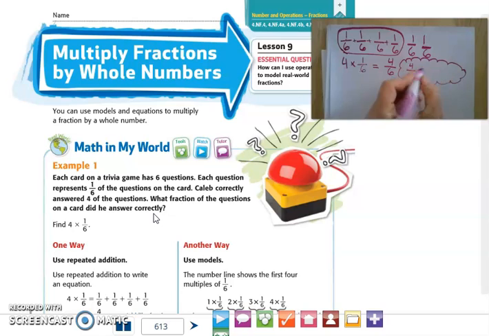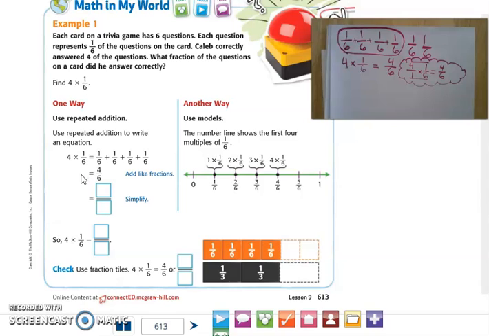4/1 times 1/6. This is the way your parents did it, and this is the way I learned it when I was in school. 4/1 times 1/6 equals 4/6, just multiplying across, top and bottom. Okay. Now what I showed you here is basically what it's showing you here with the repeated addition. So that is one way to solve this. And you can refer back and rewind and play again to get this part done.